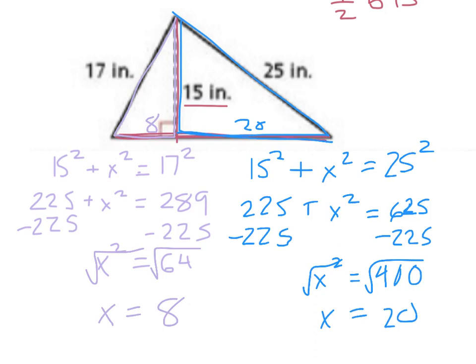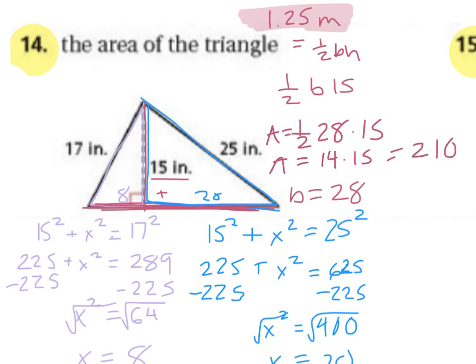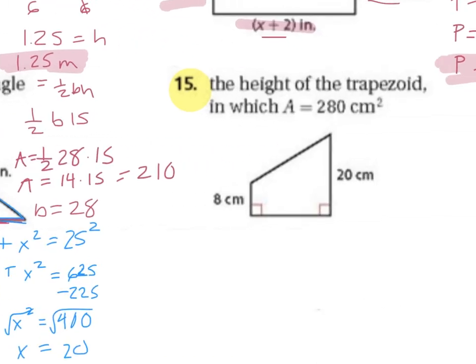Now in order to find the length of the whole base, we just add the two parts that we found together. So our base is going to be equal to 28. Now we just need to plug that into our formula. So we have the area is equal to 1/2 base, which is 28, times 15. So the area is 14 times 15, which gives us 210.